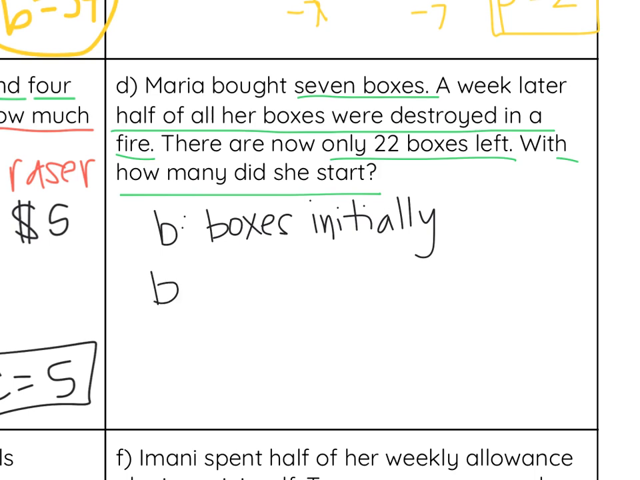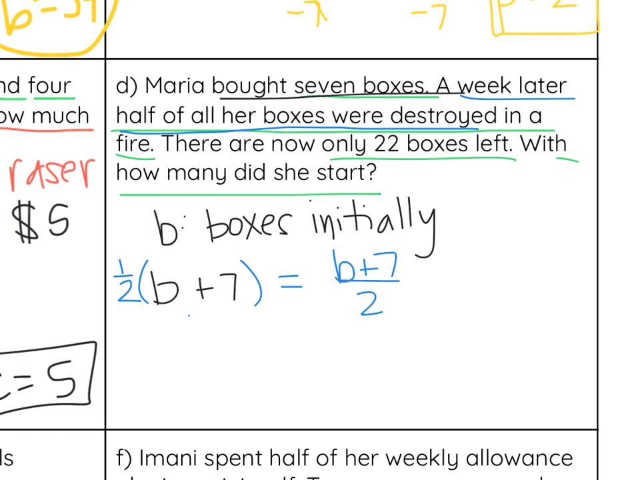So first, that's what we can start with. She had B boxes, and then she bought 7. So we're going to add 7 to that. But then, a week later, half of all her boxes were destroyed. So what I need to do is half of this. There's 2 different ways to do half. I could do it like this, half. That's also the same as saying B plus 7 over 2. So both of these are saying half of B plus 7. So multiplying by half is the same as dividing by 2. So I'm going to use this one in the equation, but they mean the same thing. So B plus 7 divided by 2.